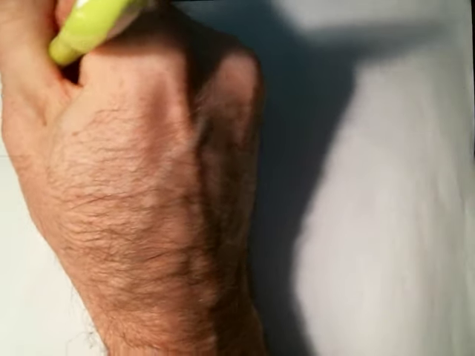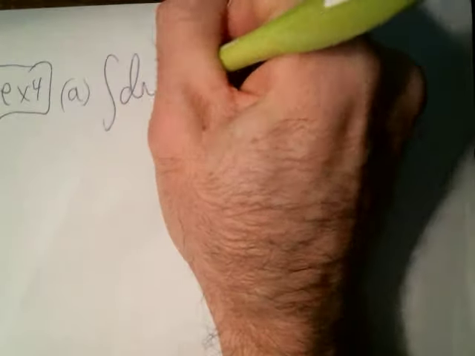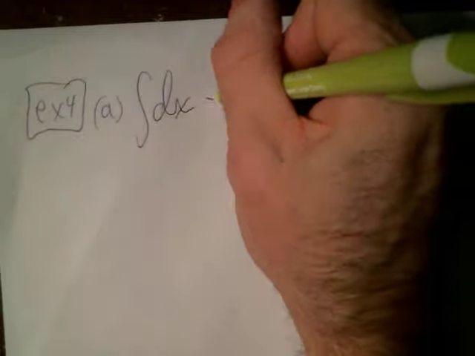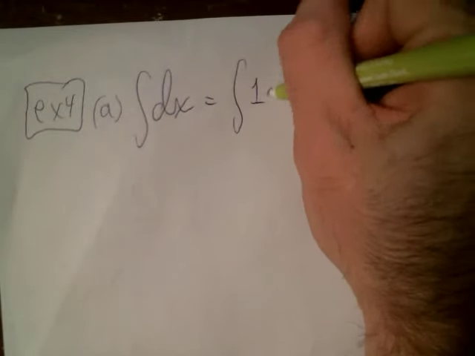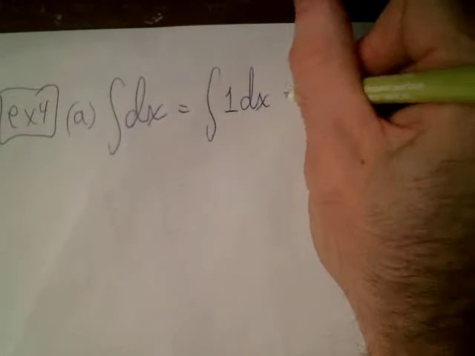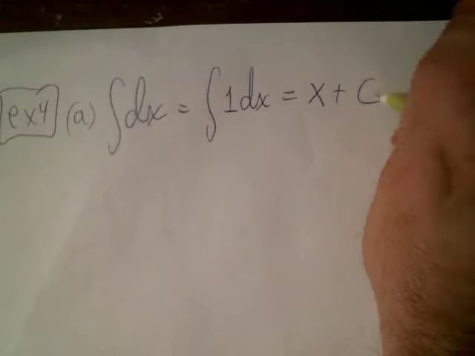Let's get example 4. What is that? Well, dx is the same as 1 times dx, right? So this is just asking for the integral of 1, the antiderivative of 1, which is x, and then add in your constant.